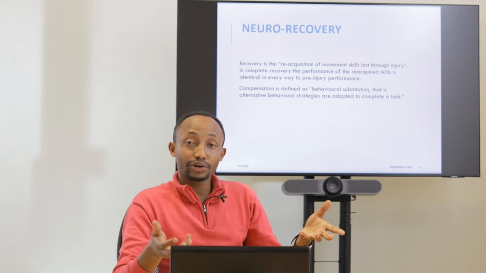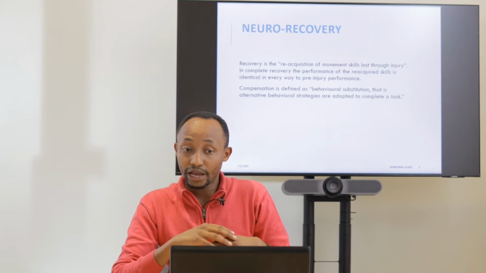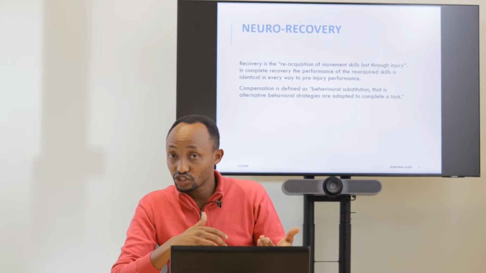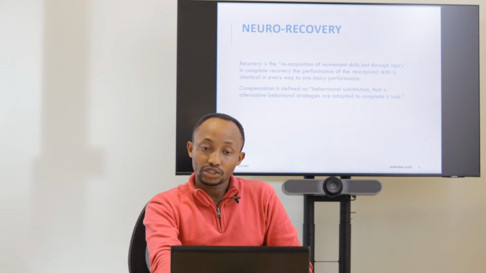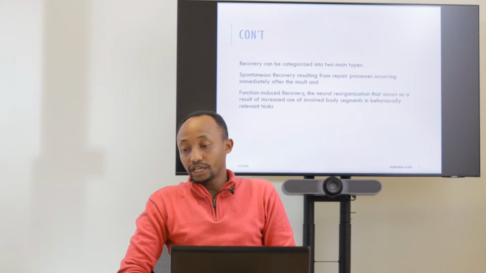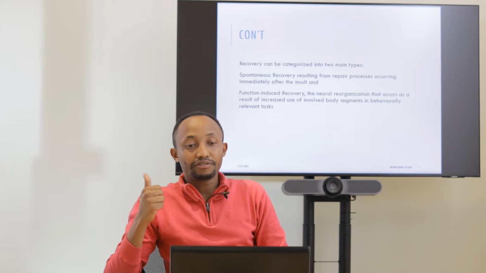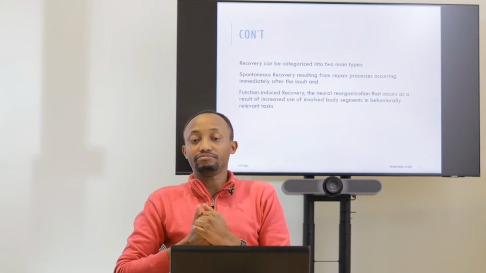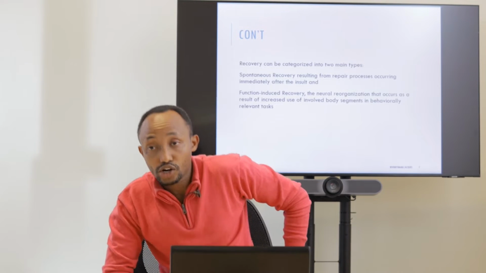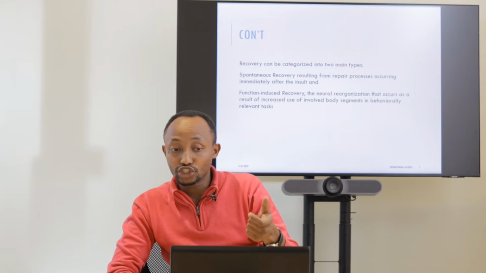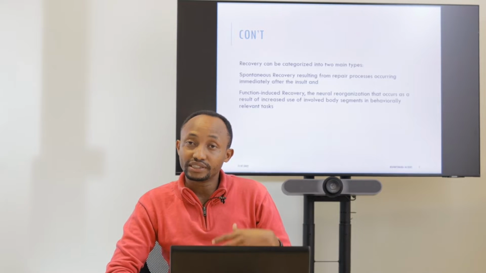So when we talk about neuro recovery, we have to understand what type of recovery we mean. Is it a complete recovery? Is it a compensation? Or is it more of the things we're about to discuss? So it can be categorized into two main types. The first one is what we call spontaneous recovery. By the term spontaneous, it is a recovery which just occurs right after an injury or an insult. This one, the body does itself.